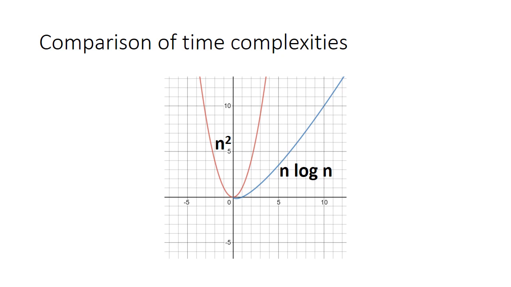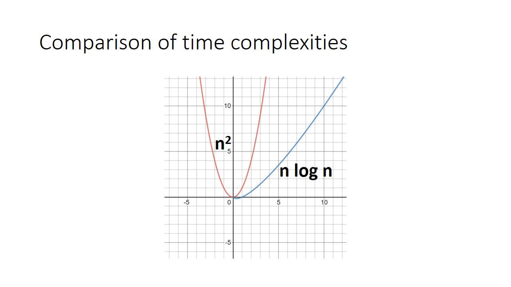Let me elaborate. Time complexities help us understand the runtimes of algorithms. They're usually given in big O notation. Big O notation represents the asymptotic upper bounds of functions, in this case, the time function of each algorithm.